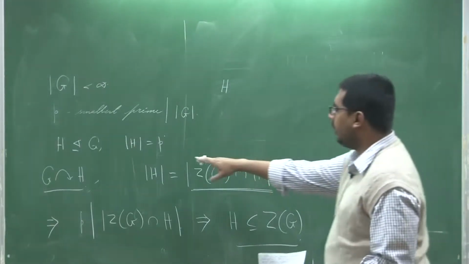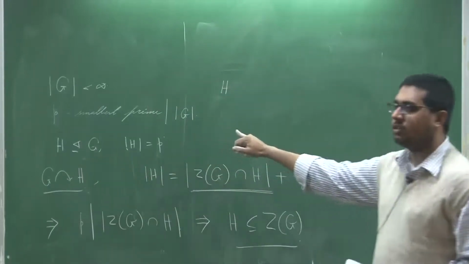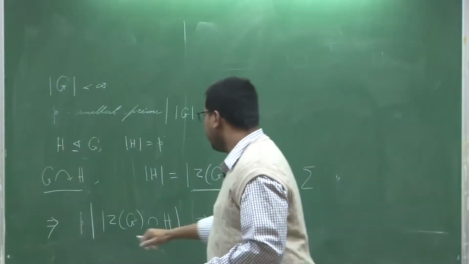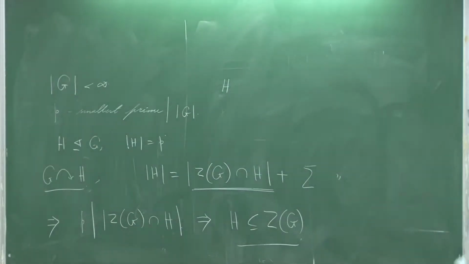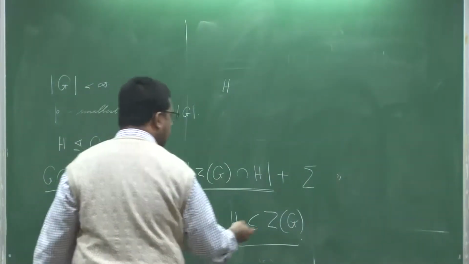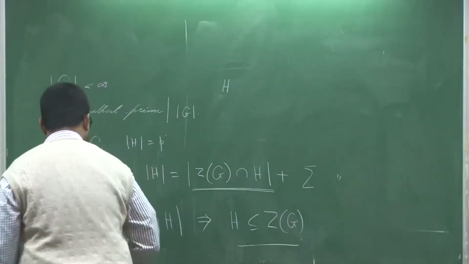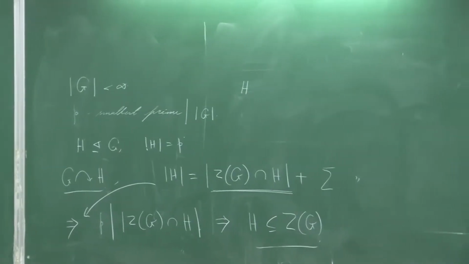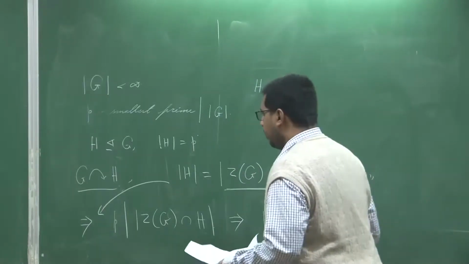So, if you have a normal subgroup having order the smallest prime dividing the order of G, then that normal subgroup must be contained inside the center. Since I do not have time, I am leaving the justification from this step to this step to you. That is an easy one, the usual one. Okay, and I will say just one more thing, and with that I will finish.